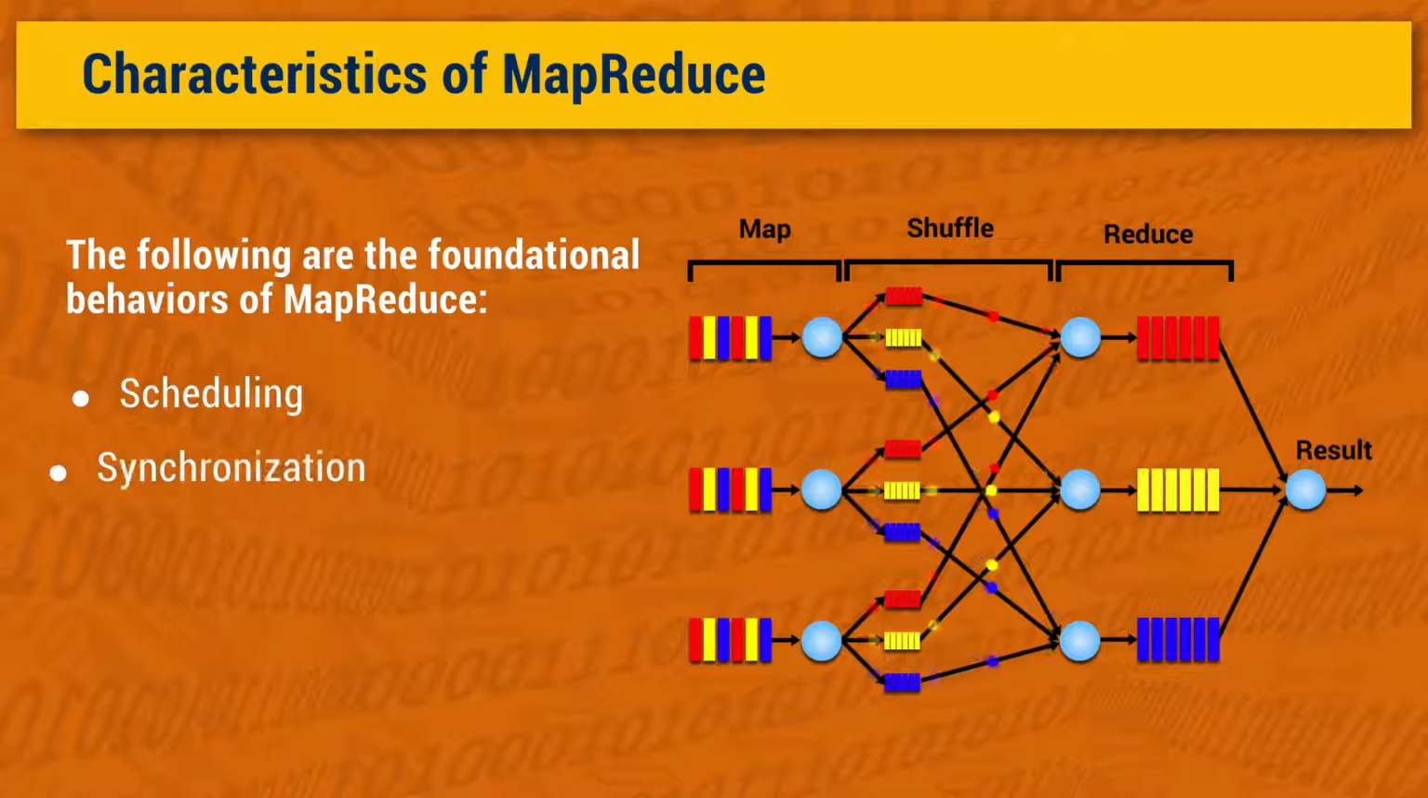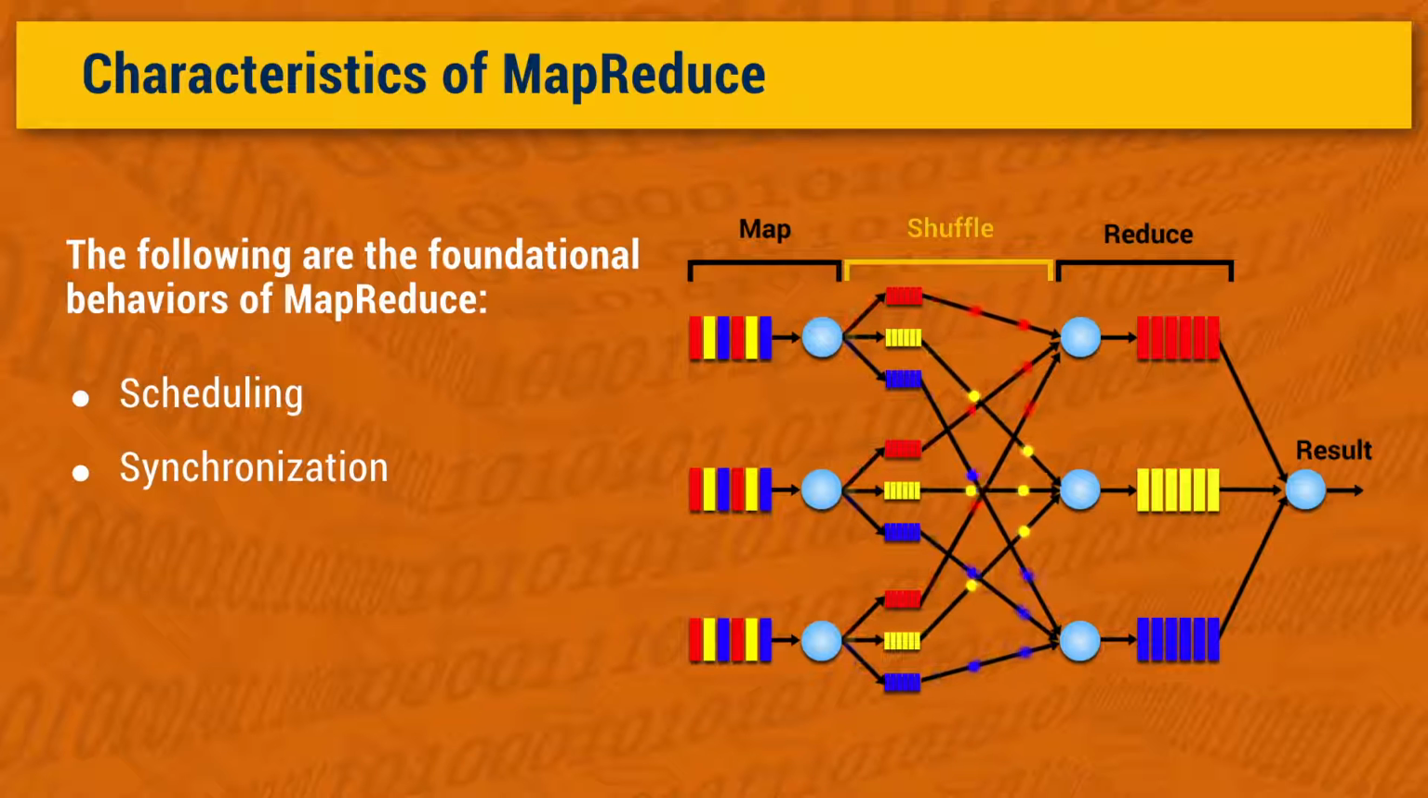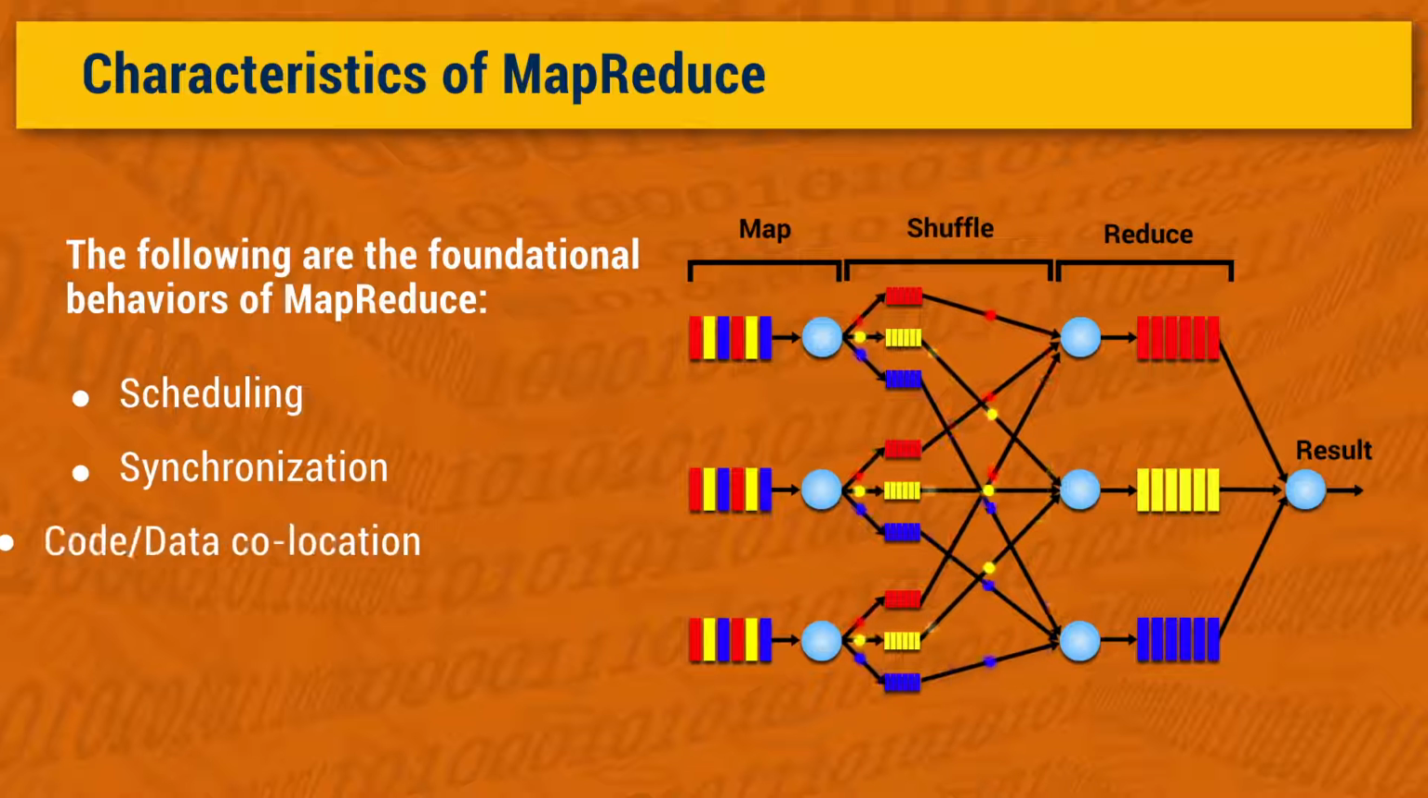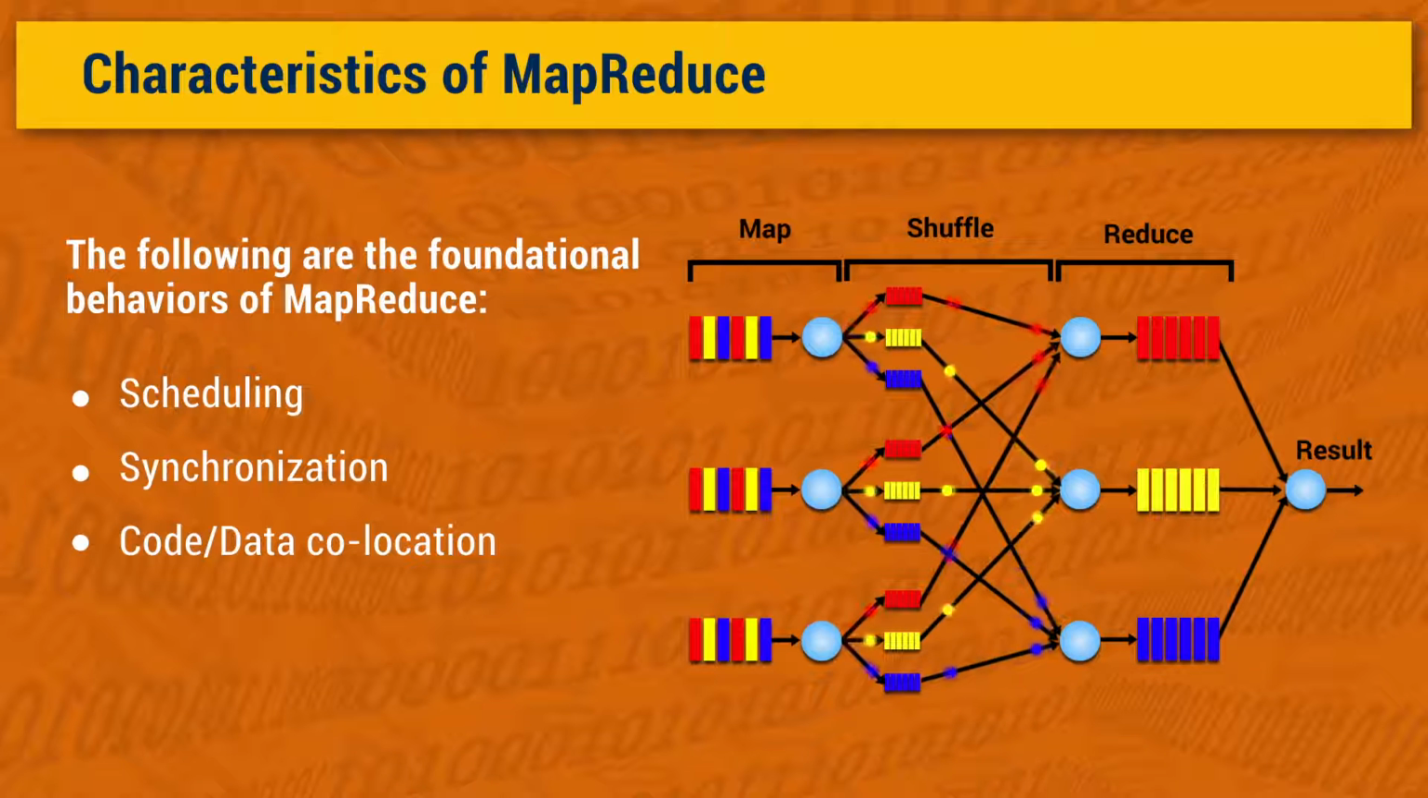The next is synchronization. Since more than one process is concurrently executed in a cluster, synchronization mechanisms must be in place. This includes a function called shuffle and sort, which collects and prepares all the mapped data for reduction. The third characteristic is code data collocation, where code refers to the mapping functions. The code and data must be co-located, or located on the same machine or node, to ensure effective processing.